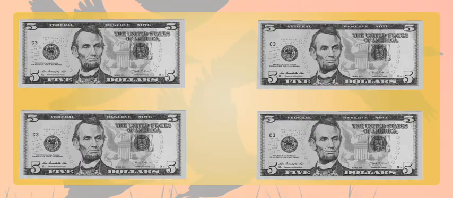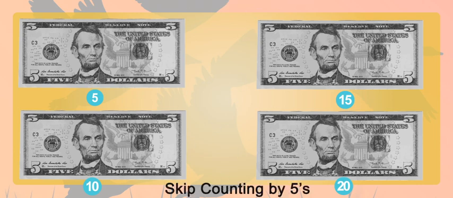Let's look at another example. Here are 4 $5 bills. To find the total amount of money this is, we should count by fives. Here's how. 5, 10, 15, 20. So there are a total of $20.